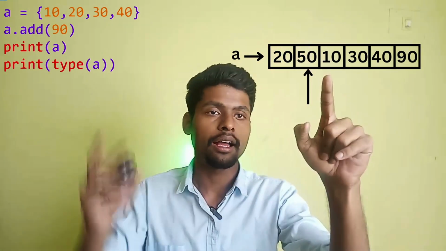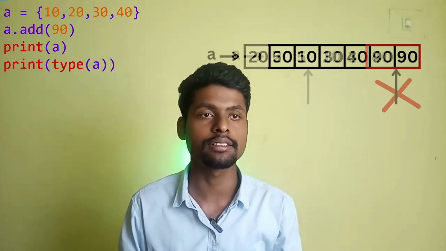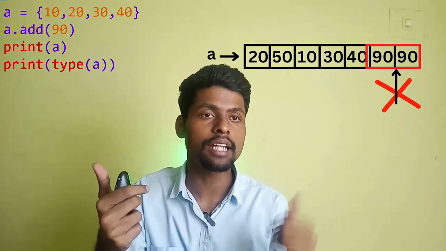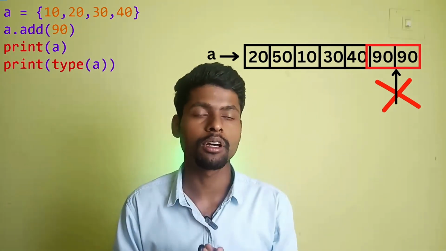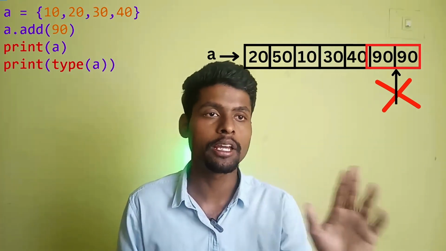And as I said, using a remove function, we can remove some specific value from my existing list. And set doesn't support duplicate values. In a list and a tuple, duplicate values are supported, but in a set, duplicate values are not supported.